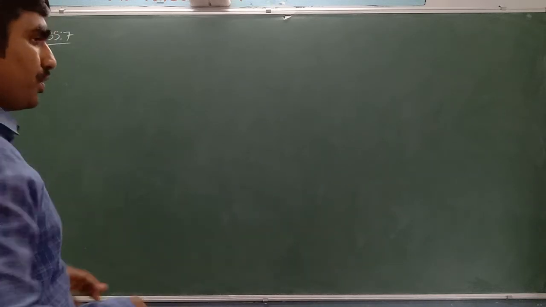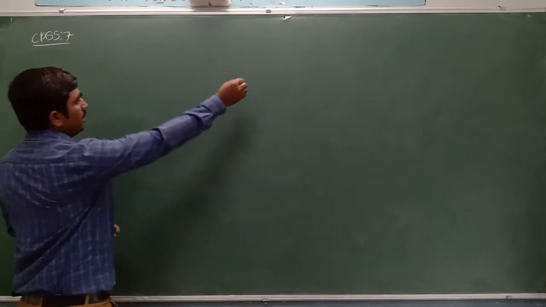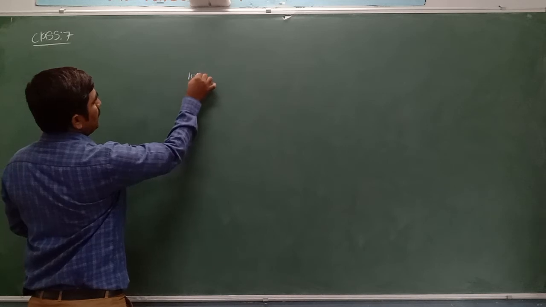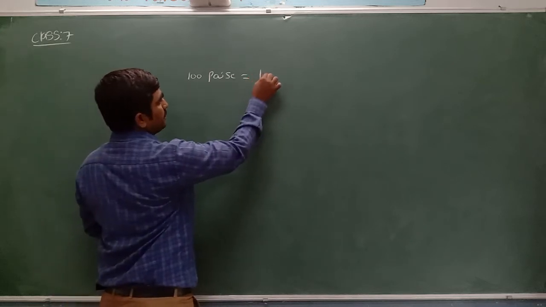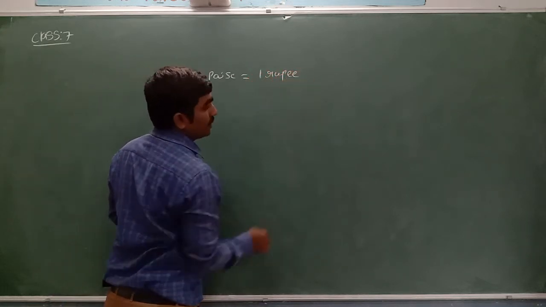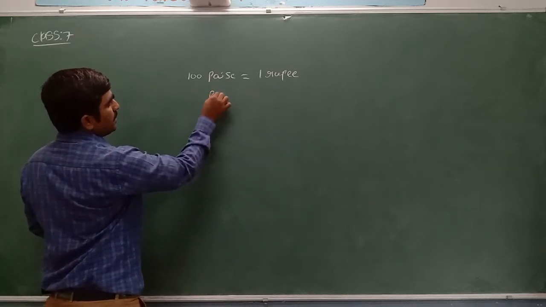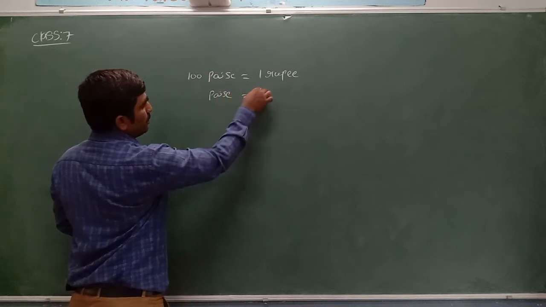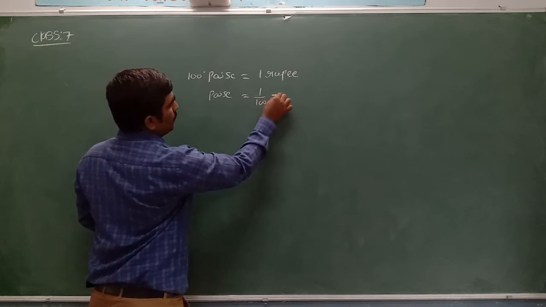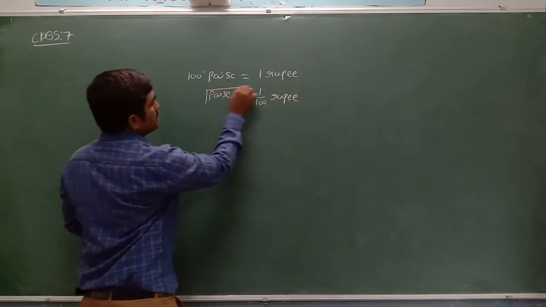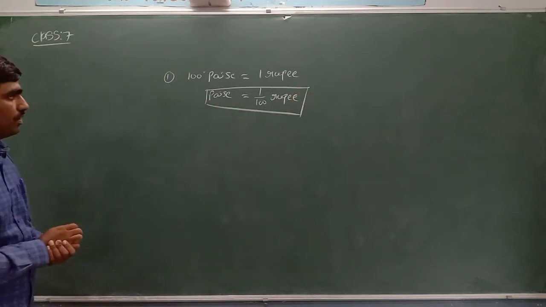Okay, children. Before going to the exercise, let's see a few basic units which we already learned in the previous class. We know that 100 paisa is equal to how many rupees? 1 rupee. If I want to express paisa in terms of rupees, 1 paisa is equal to 1 by 100 rupee, dividing by 100. Keep in mind, 1 paisa is equal to 1 by 100 rupees. This is the way we can do conversion.